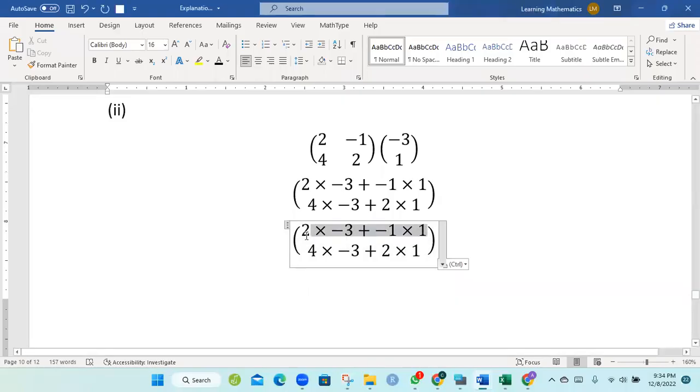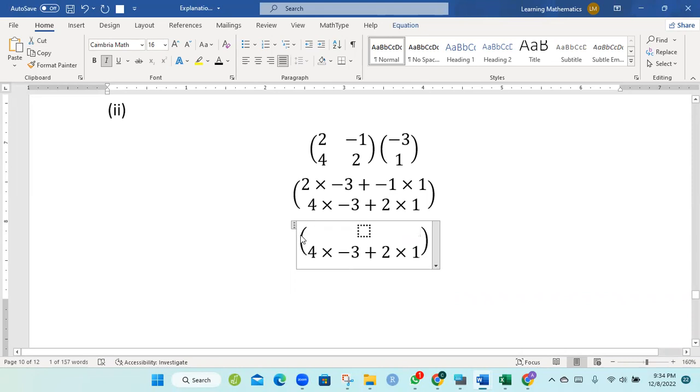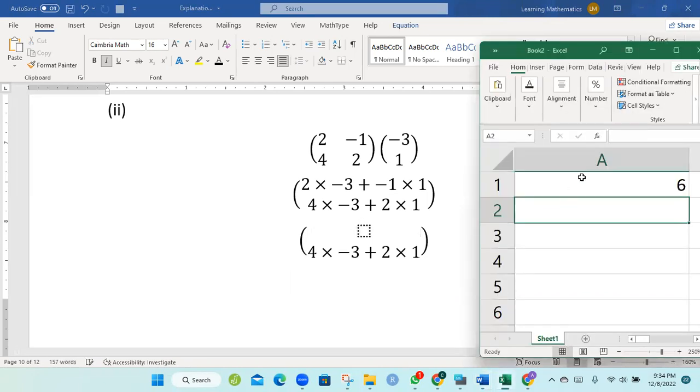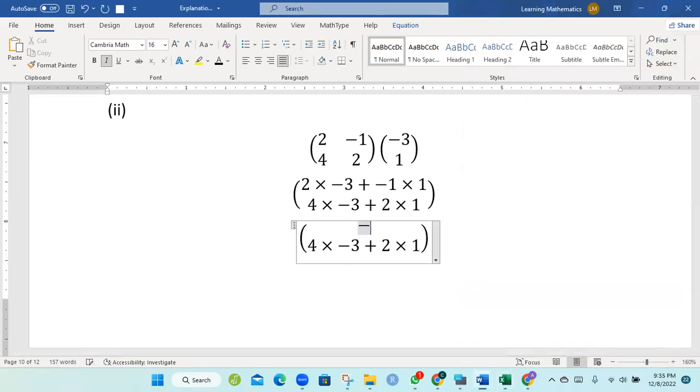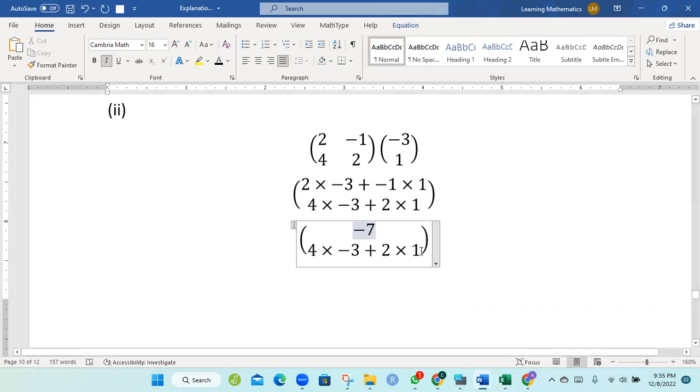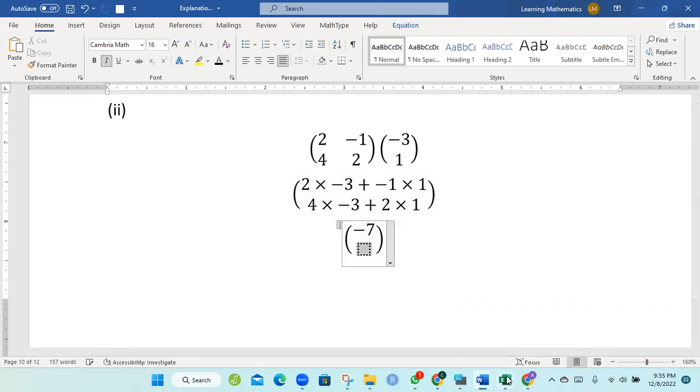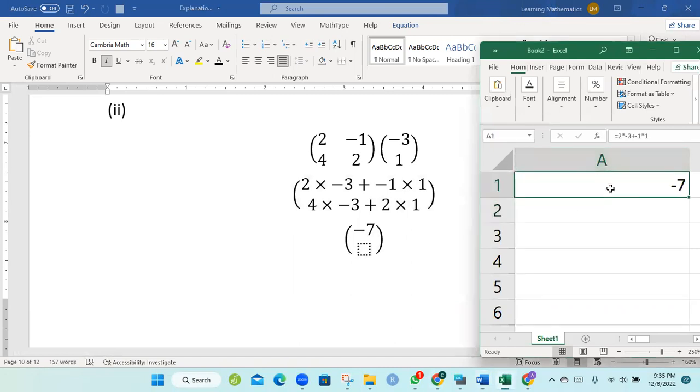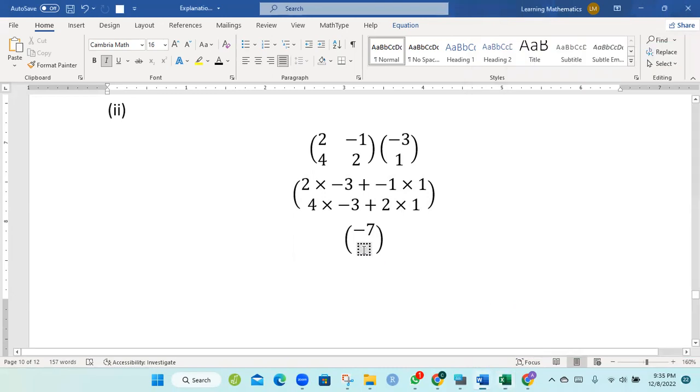So we can use Excel as our calculator. So that's -7. And -10.